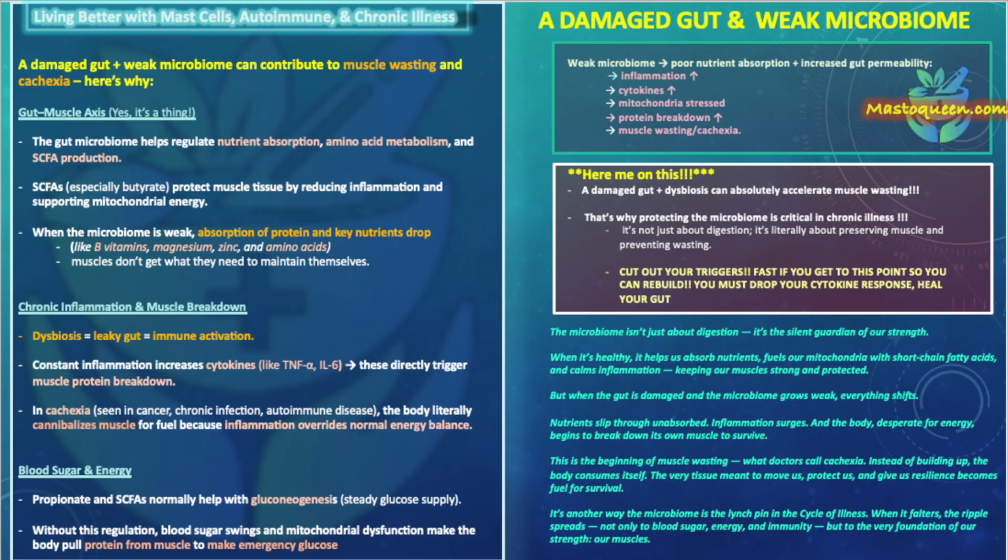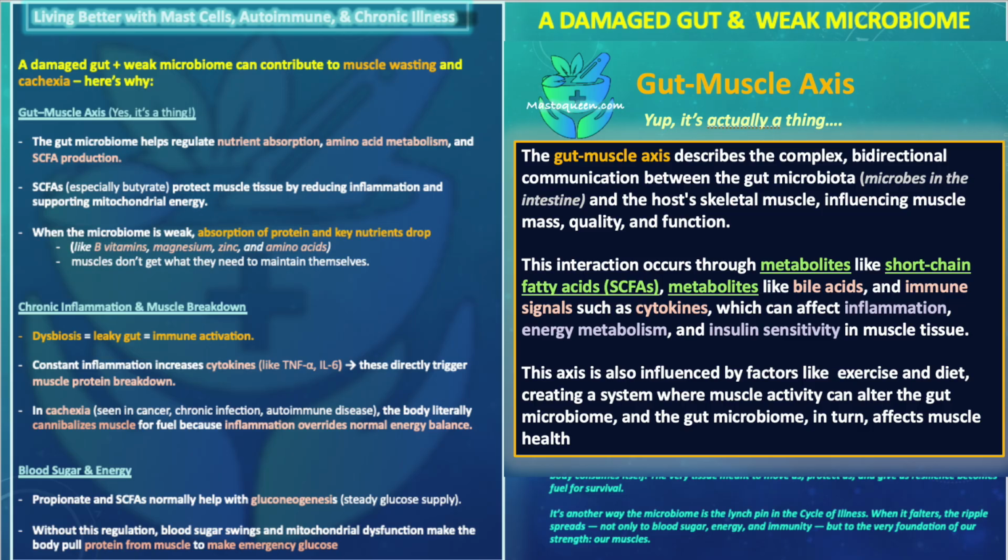So a damaged gut and weak microbiome can contribute to muscle wasting and cachexia. So the gut-muscle axis, yes, that's actually a thing. The gut-muscle axis describes the complex bidirectional communication between your gut microbiome and your skeletal muscle, influencing muscle mass, quality, and function. The interaction occurs through metabolites like short-chain fatty acids, bile acids, and immune signals such as cytokines, which can affect inflammation, energy metabolism, and insulin sensitivity in muscle tissue.